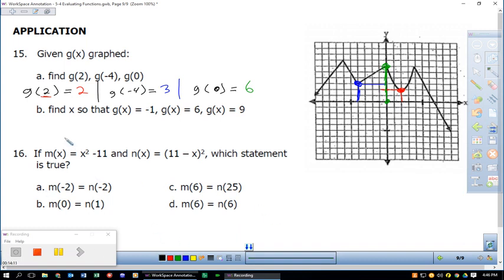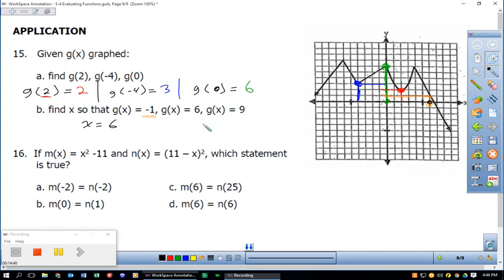Alright, now part B says find x so that g of x equals negative 1, g of x equals 6, and g of x equals 9. So for this, we're going to be going the opposite direction. Start with a y value, so how high it is. So let's start at negative 1. We'll go until we hit our graph, and whatever that x is right there, which is 1, 2, 3, 4, 5, 6. So here x equals 6. By the way, this means the point (6, negative 1) is on our graph.